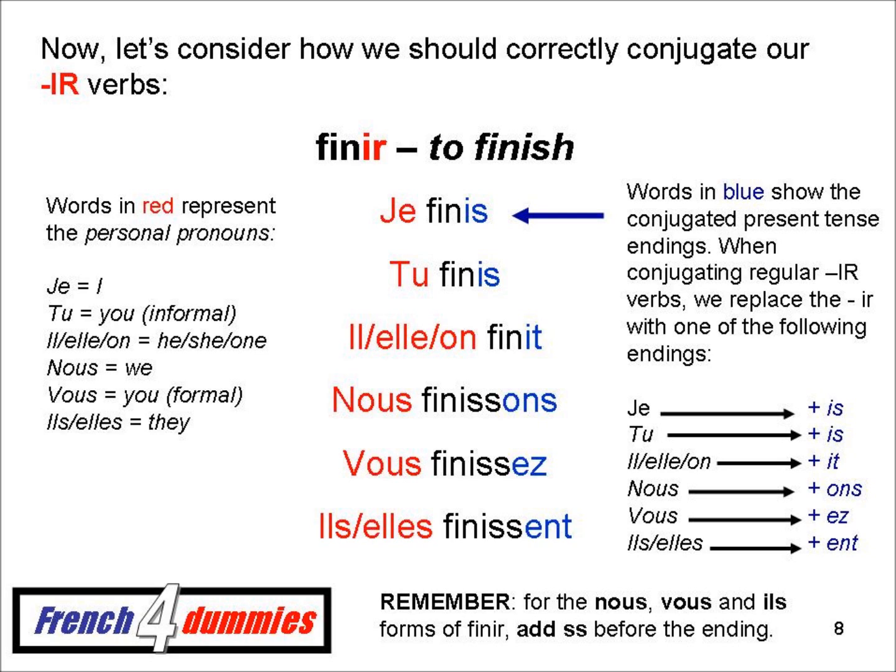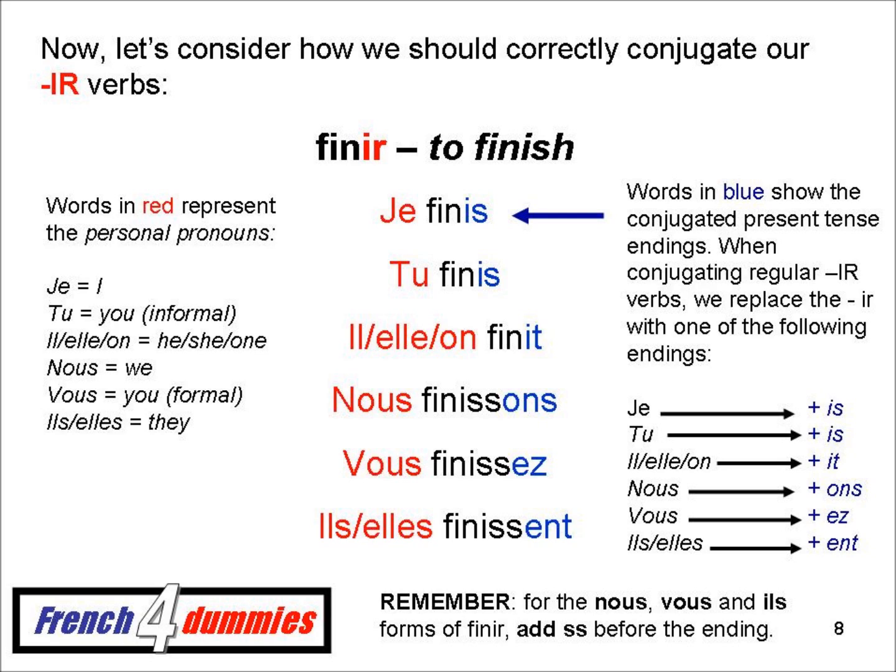As you know, the words in red represent the personal pronouns, and the words in blue represent the endings that you would use when you've conjugated the verb finir. When conjugating je, use IS, tu is IS at the end, il, elle or on is IT at the end, nous is ISSONS, vous is ISSEZ, and ils or elles become ISSENT at the end.